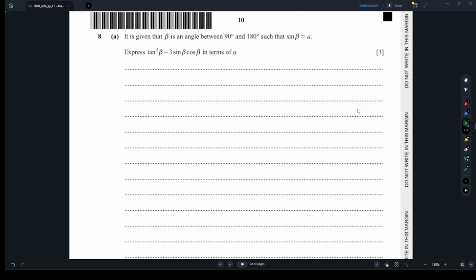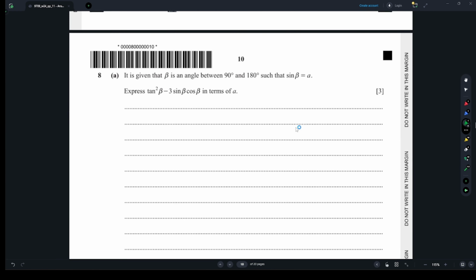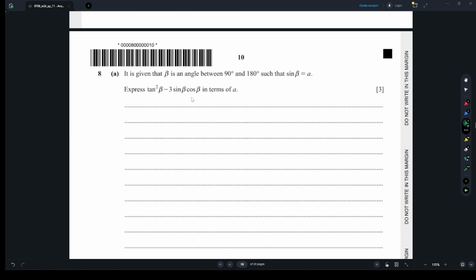So this is the eighth question. It is given that beta is an angle between 90 and 180, such that sine beta equals A, and express tan square beta minus 3 sine beta cos beta in terms of A. So first here, as you can see, we have cos beta. We know sine beta, so we have to find cos beta also.